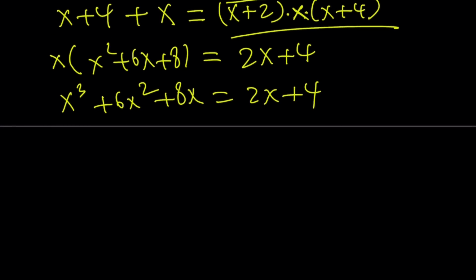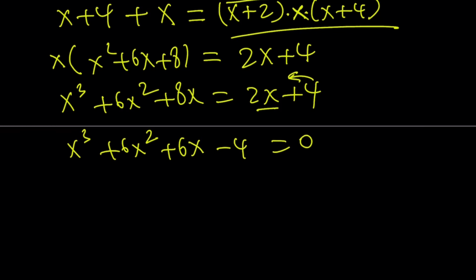And then put everything on the same side and combine like terms. Bring negative 2x, you get 6x. Bring the negative 4, minus 4 equals 0. That's our cubic.